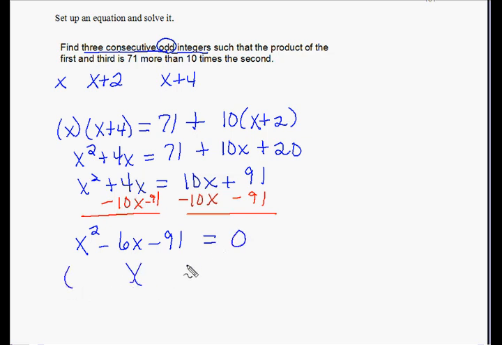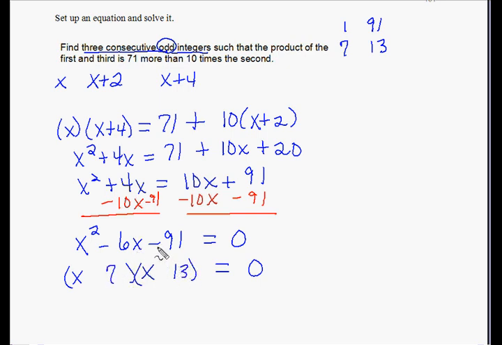In order to solve this problem, we'll use the zero product property: multiply two things together so that it's equal to 0, and therefore one of the factors would have to be 0. So we need the factors of 91. 1 times 91 and 7 times 13, which are 6 apart from each other. So we'll use that 7 and that 13.